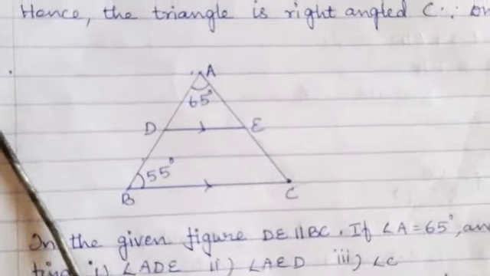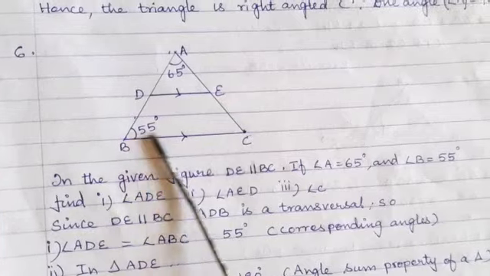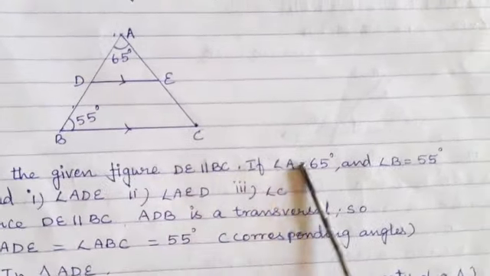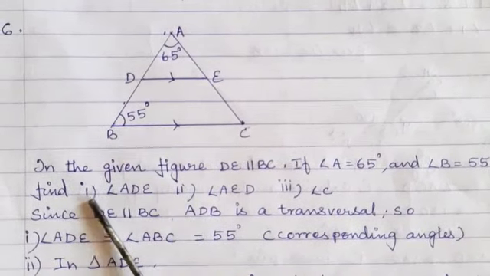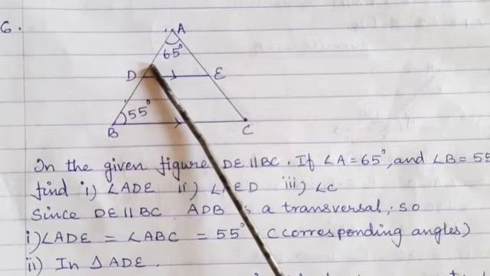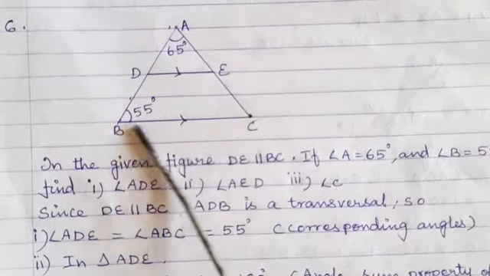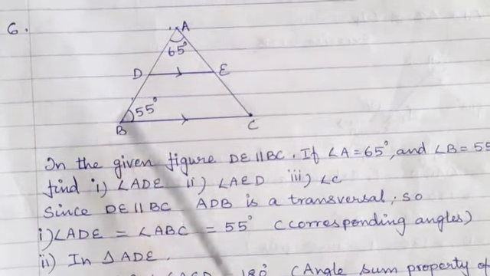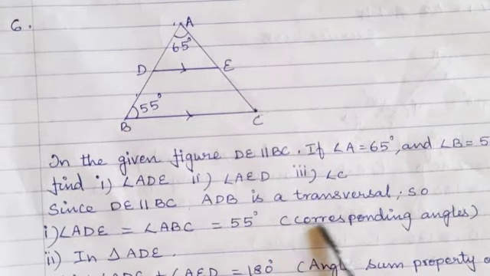Question number 6. In the given figure, DE is parallel to BC. There is a parallel sign given here. If angle A equal to 65 degrees, angle B equal to 55 degrees, find angle ADE. Angle ADE is asked. So this is the parallel line: DE and BC are parallel lines. AB is a transversal. So angle ADE is equal to angle B, that is a corresponding angle.